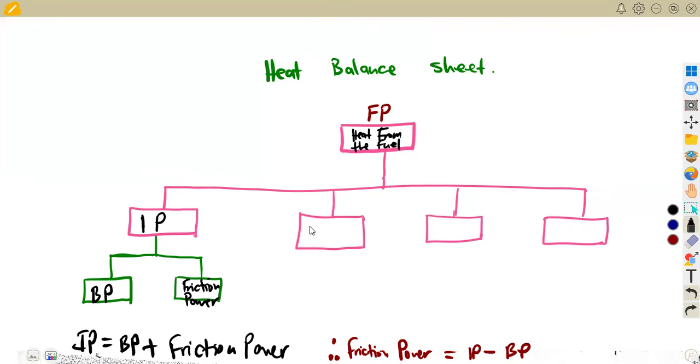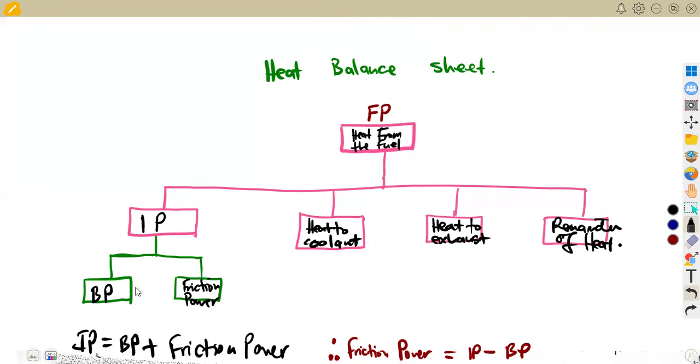So here we have the heat to the coolant, and also the heat to the exhaust. Remember, there are exhaust gases there. Then we have the remainder, so this is going to be the remainder of heat. In other cases, what you're going to see is that they are going to remove the friction power.